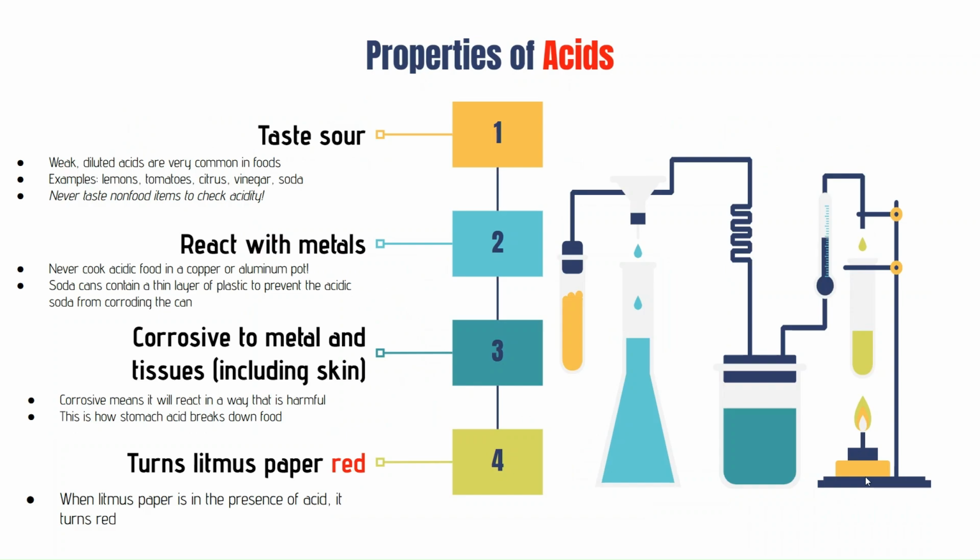When we're talking about the properties of acids, they typically taste sour. So some examples are lemons, tomatoes, citrus, vinegar, and soda. Soda is actually very acidic.